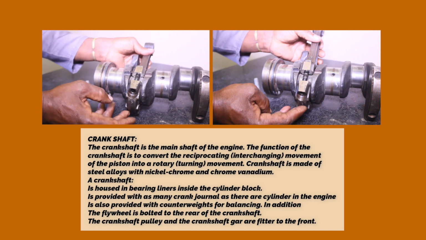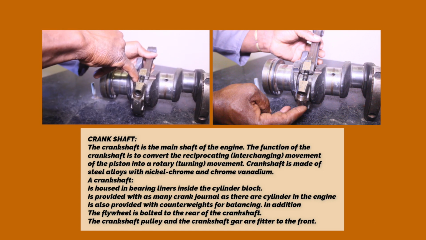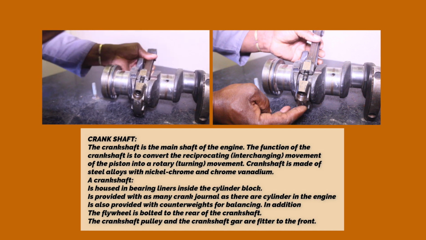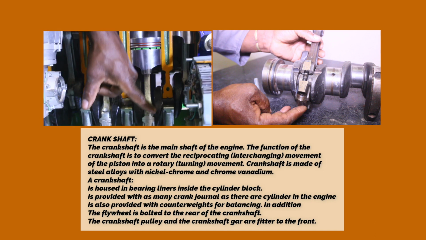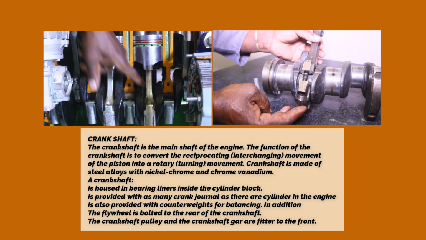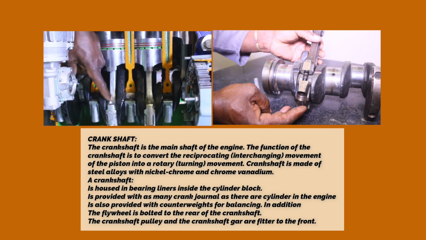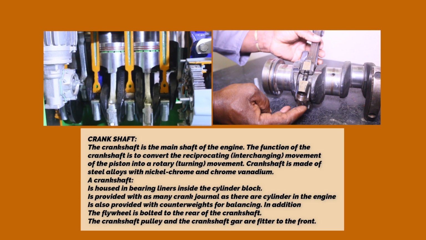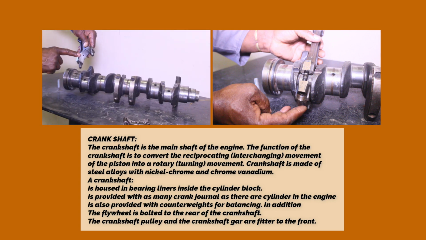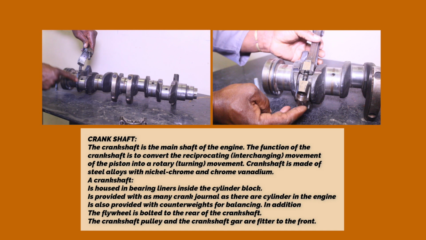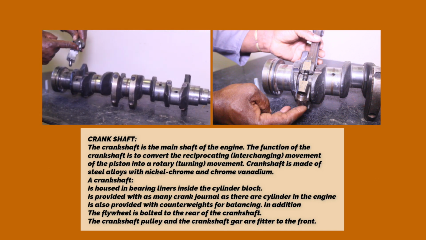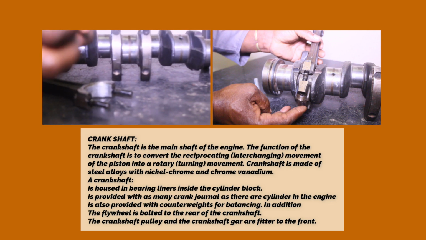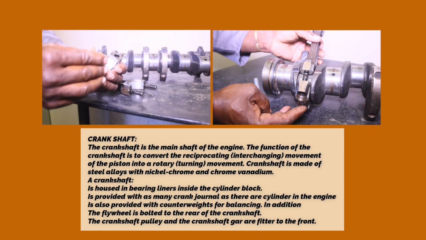A crankshaft: 1. is housed in bearing liners inside the cylinder block. 2. is provided with as many crank journals as there are cylinders in the engine. 3. is also provided with counterweights for balancing in addition. 4. The flywheel is bolted to the rear of the crankshaft. 5. The crankshaft pulley and the crankshaft gear are fitted to the front.